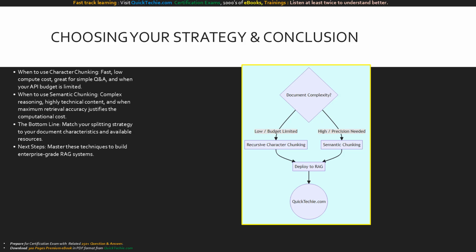This final decision matrix is your cheat sheet. Evaluate document complexity. If it's low or your budget is tight, follow the path to recursive character chunking. If complexity is high and precision is paramount, follow the path to semantic chunking. Both paths lead to deploying your RAG system.